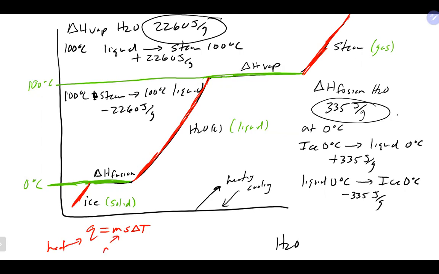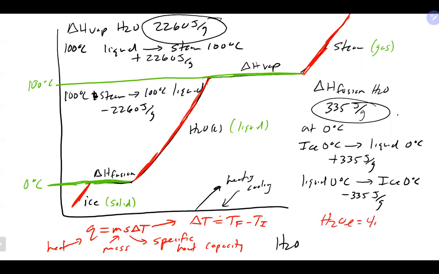and m is the mass, s is the specific heat capacity, and delta T is the change in temperature, which should always be, as we talked about, final minus initial, as that is the one thing that will really give you the negative sign or not. Specific heat capacity, remember, for liquid water is 4.184 joules per gram per degree Celsius, or 1 calorie per gram per degree Celsius.